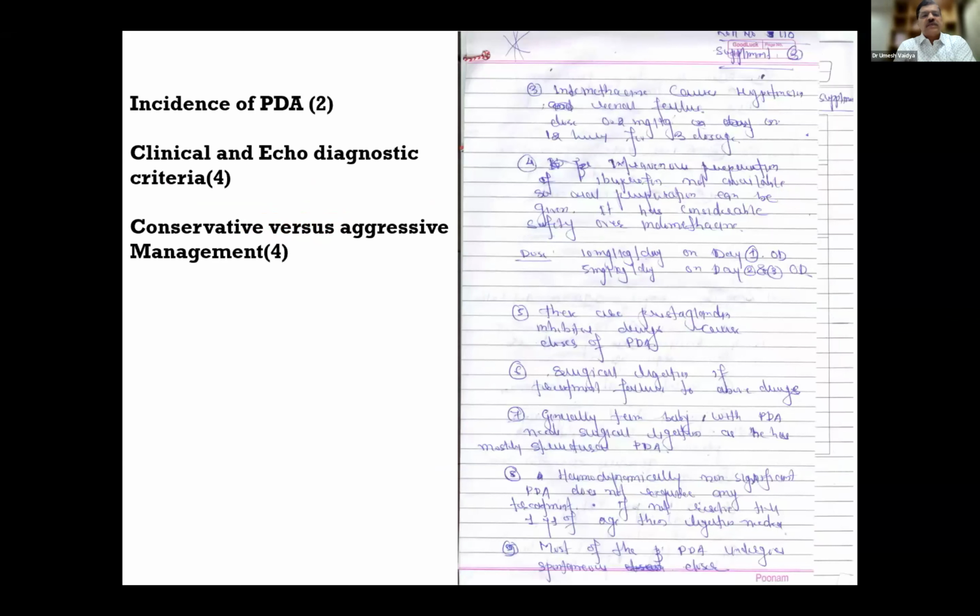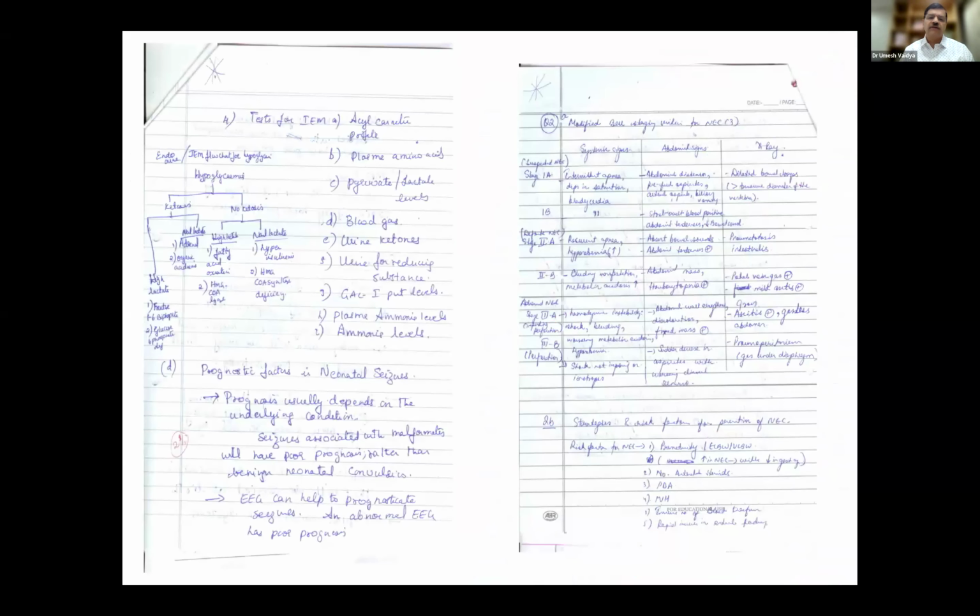This is another example, about PDA: what are the clinical and echo-diagnostic criteria, and what is conservative versus aggressive management. Three specific points have been asked. And what has been written on the right is completely about management of PDA and pharmacological treatment. Again, this has not been asked at all. We asked you the incidence, the criteria, and the merits and demerits of conservative versus aggressive management. This medical management written by this candidate was not asked at all in the question. Such things are very common, so please read your question very carefully.